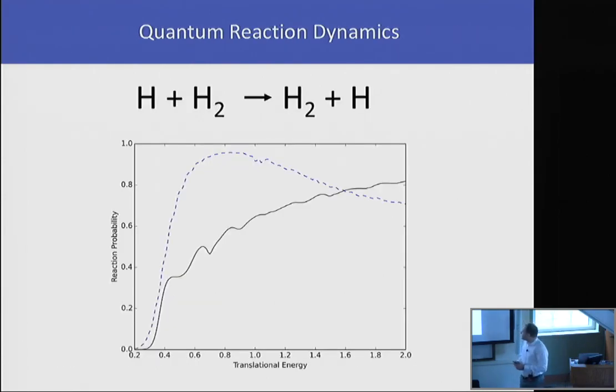And the first example, well, when you try to propose something new, of course, you want to do the simplest reaction system, which is the H plus H2 in chemical reaction dynamics. So I'm going to look at the reaction probability for this system as a function of the translational energy. The black curve here is the accurate calculation with the full potential energy surface taken from the previous work. My goal is to get something that will be as close to that black curve as possible.